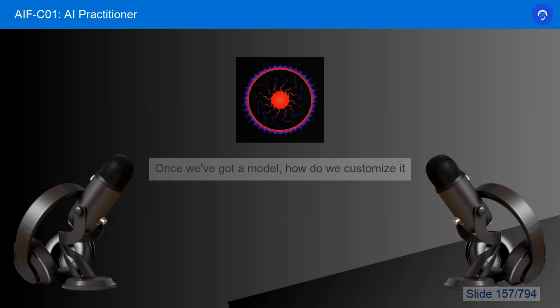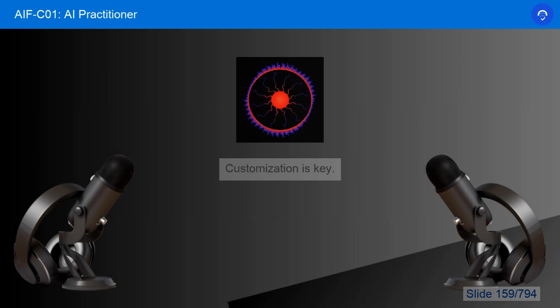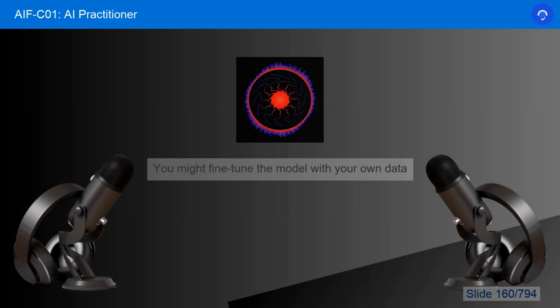Once we've got a model, how do we customize it to fit our specific needs? Customization is key. You might fine-tune the model with your own data or adjust some settings to optimize its performance. It's like tailoring a suit, getting that perfect fit. I like that analogy, coming back full circle. And how about RAG, that technique we talked about earlier? Where does that fit in? Retrieval-Augmented Generation, or RAG, is a powerful way to customize your models. It lets them pull information from external data sources. It's like giving them a research library to consult and make sure their responses are relevant and up to date. So RAG basically expands the model's knowledge base.